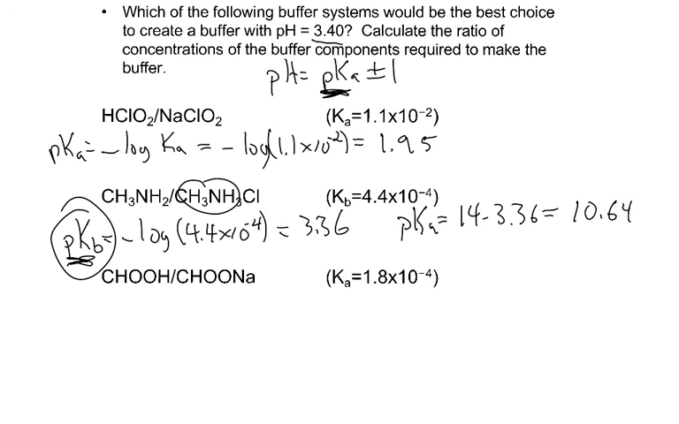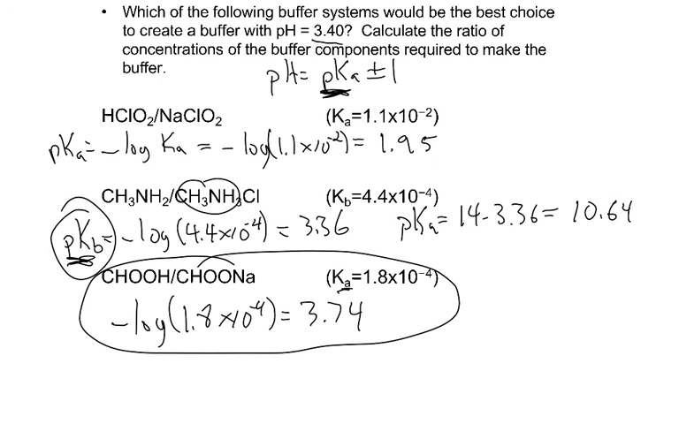All right, for this last one, again, I've got a Ka, so I don't have to worry about that. So I'll do the negative log of 1.8 times 10 to the minus 4. That gets me 3.74. So this is going to be the system I would choose if I want my pH to be 3.4.